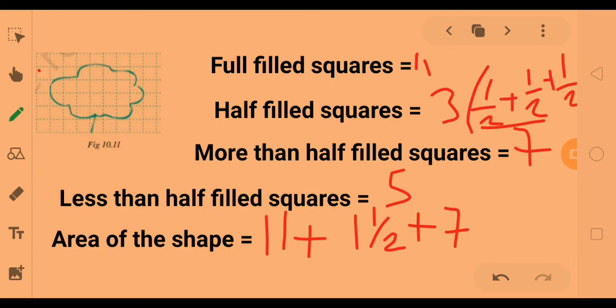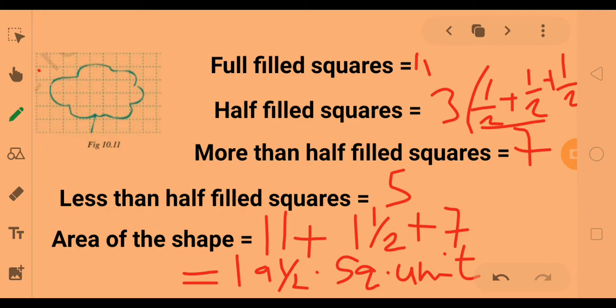So then next one, less than half filled. Less than half filled we neglect. We won't take less than half filled squares. So total, how much do we get? 11 plus 7, 18. 18 plus 1 and a half is 19 and a half. So total 19 and a half square unit. 19 and a half square unit is the area of this particular shape.